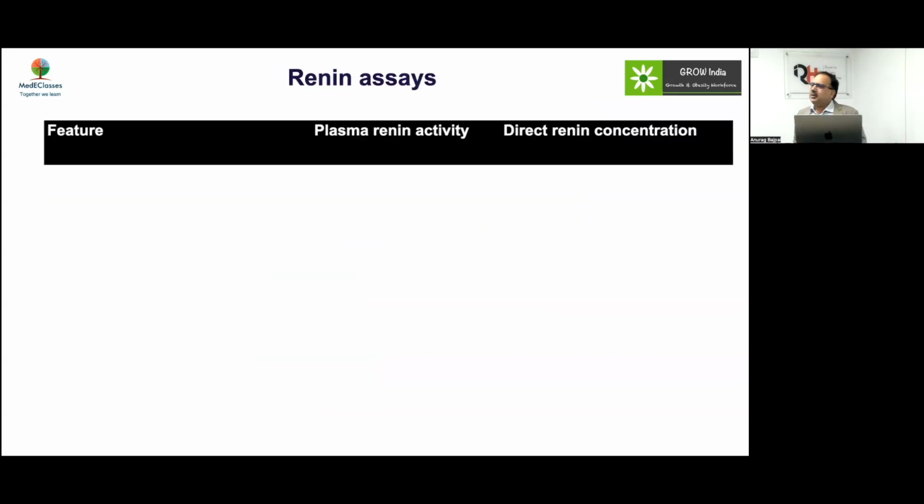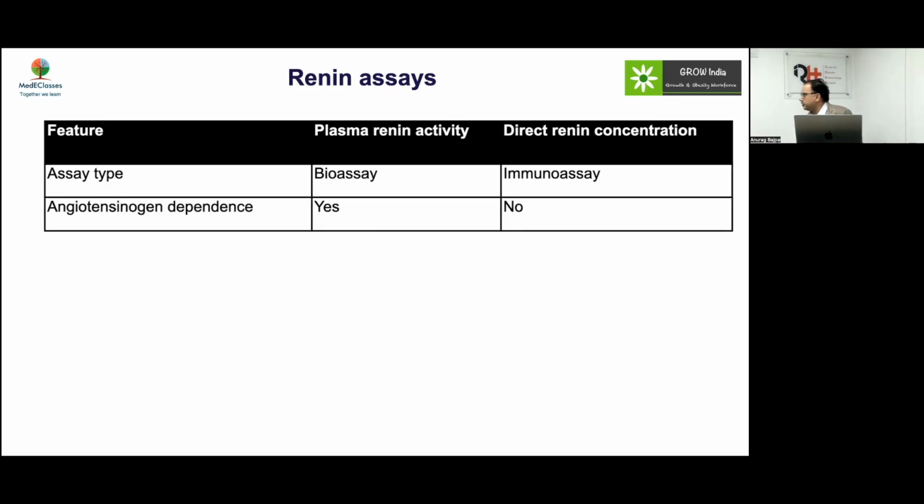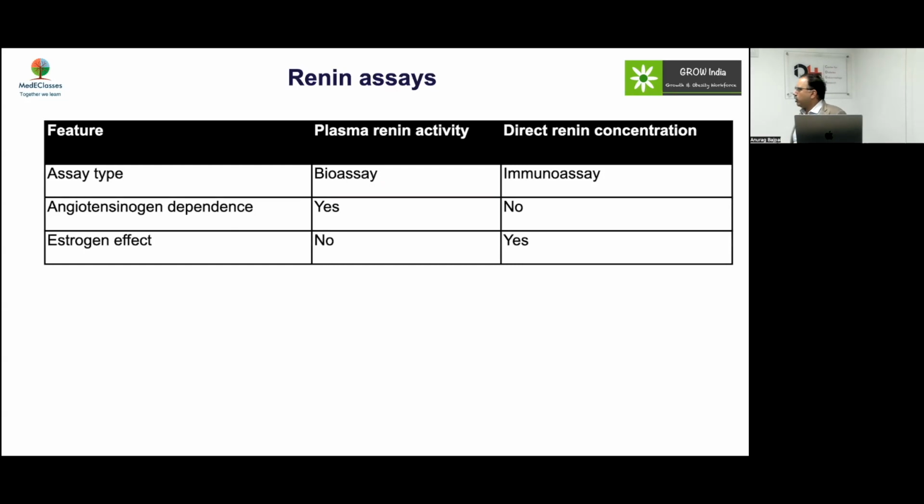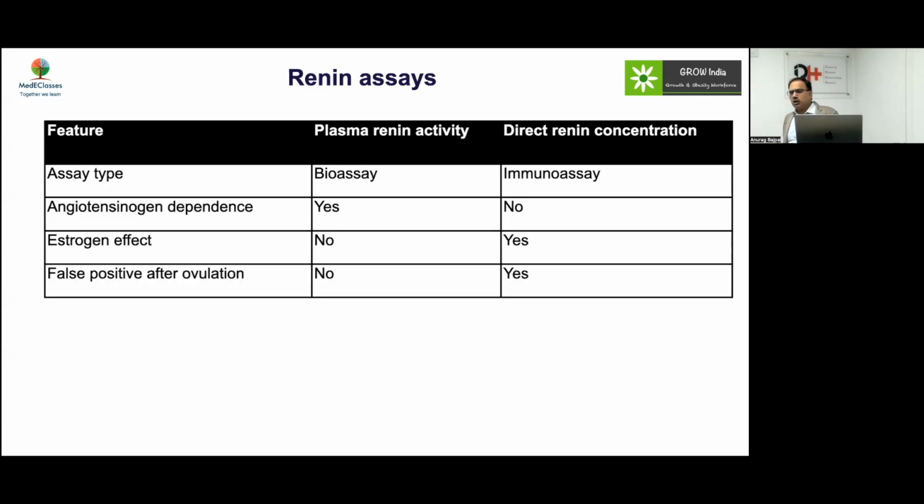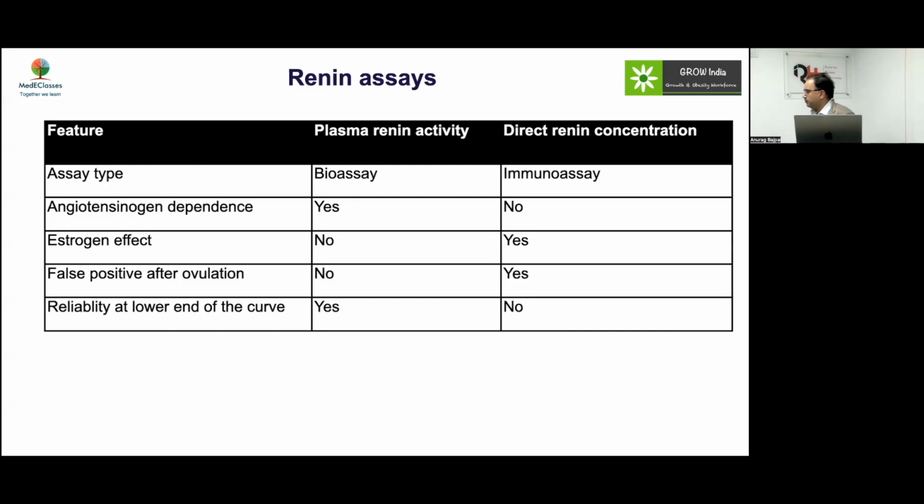Now, we all know that there are two types of assays available. One is the plasma renin activity and the other is the direct renin content. So plasma renin activity is basically a bioassay, and direct renin is essentially a form of immunoassay in which you are measuring the renin content. Now, very importantly, the renin activity will depend upon angiotensinogen, how much angiotensinogen is available, and it is not affected by estrogen. So the major difference is cyclical variation: you will have much more variation in direct renin content as against plasma renin activity. So during ovulation, PRA will be a much better strategy rather than a direct renin content.